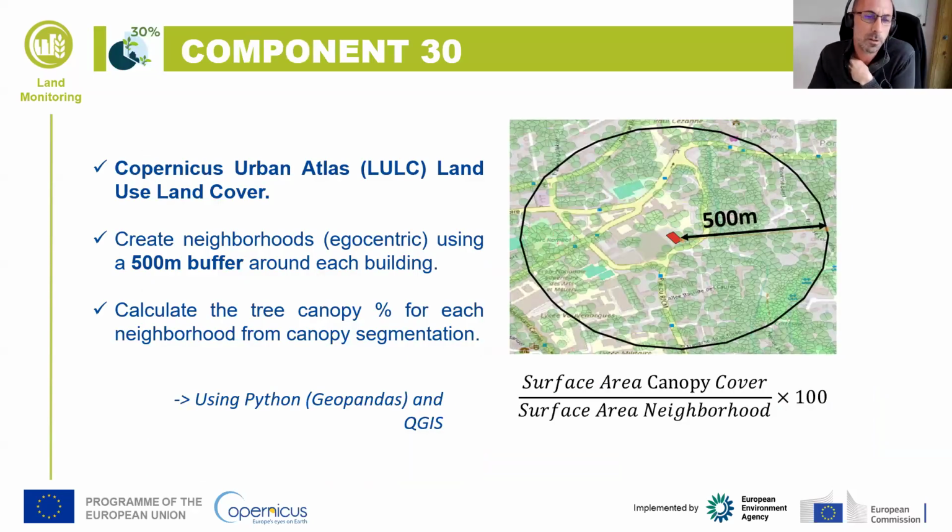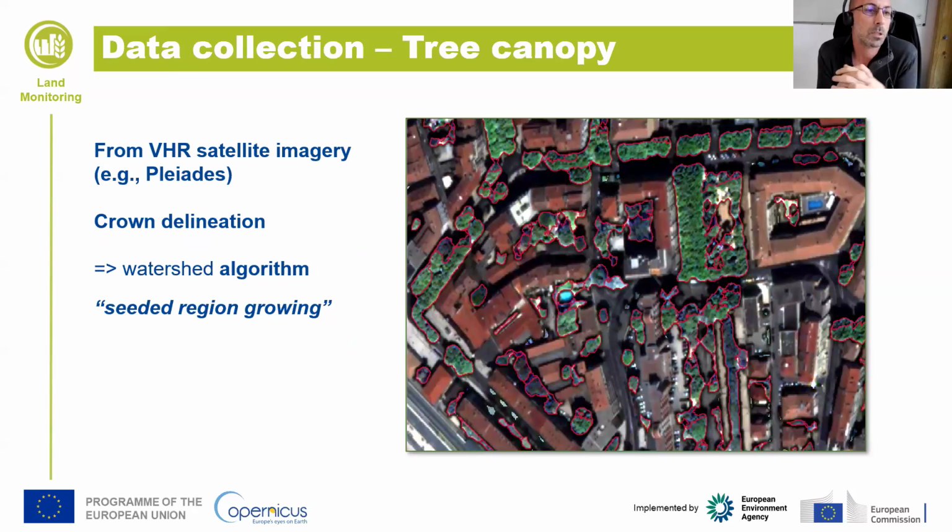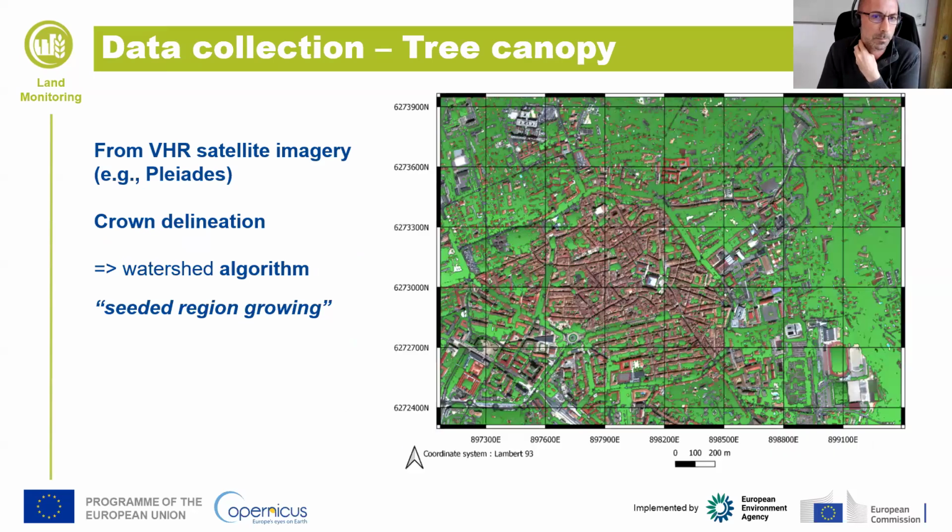For component 30, we can use the Copernicus Urban Atlas land use land cover, or also the previous very high resolution satellite imagery like Pleiades. For each building, we create a neighborhood using a 500 meter buffer around each building, and we calculate the tree canopy cover for each neighborhood. For that, we can use GeoPandas and QGIS. Otherwise, from the very high resolution satellite imagery, we can calculate the tree canopy cover with the same systems.